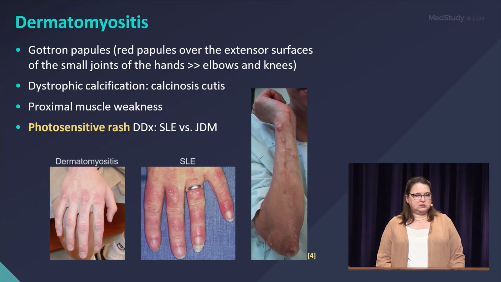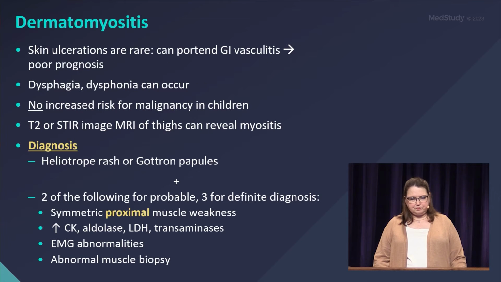Proximal muscle weakness is more than distal muscle weakness, so they can grip just fine, but they can't raise their arms over their head. Skin ulcerations are rare and can cause GI vasculitis, which has a very poor prognosis. You can have perforations of the bowel leading to death. Dysphagia and dysphonia are very common. You have trouble swallowing pills. They talk in a high nasal voice.